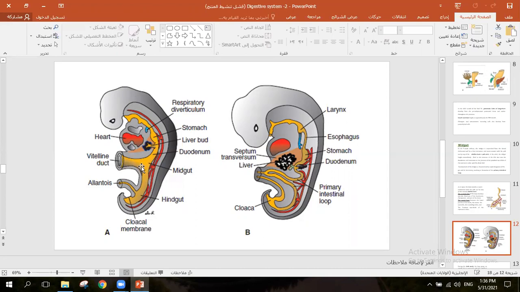True. With development, there is elongation of the gut. The midgut elongates and forms a primary intestinal loop. True. The primary intestinal loop has a cephalic limb and a caudal limb, while the apex of this loop is connected to the yolk sac by the vitelline duct or yolk stalk.